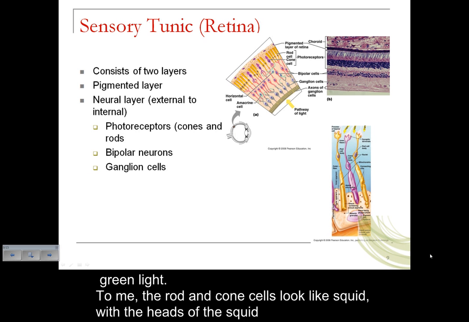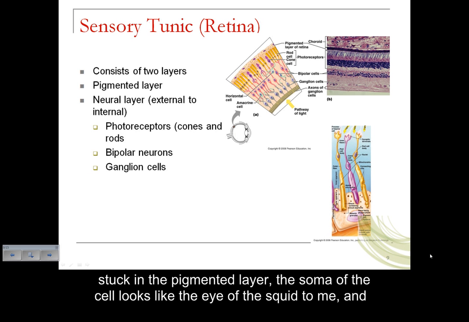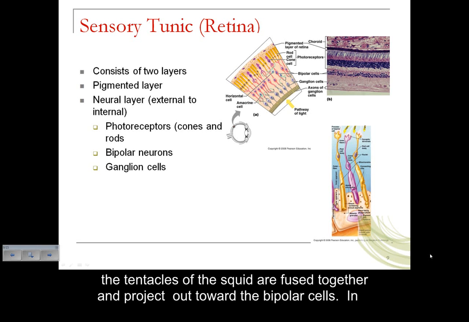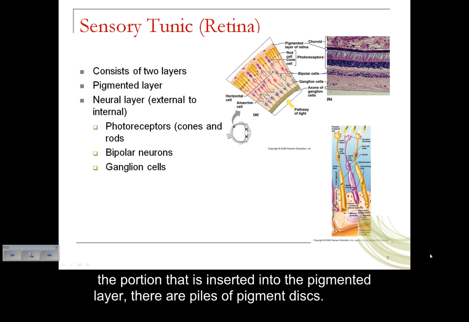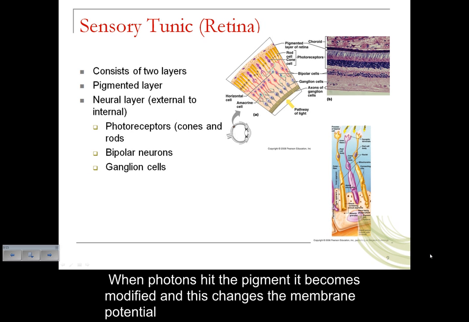To me, the rod and cone cells look like squid, with the heads of the squid stuck in the pigmented layer. The soma of the cell looks like the eye of the squid to me, and the tentacles of the squid are fused together and project out toward the bipolar cells. In the portion that is inserted into the pigmented layer, there are piles of pigment discs.